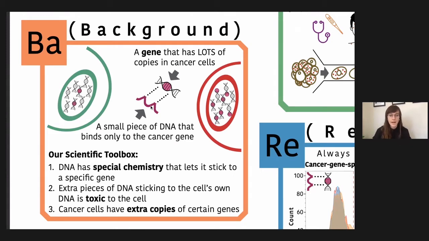Another thing we know is that having extra little pieces of DNA sticking to the cell's own DNA is very toxic to the cell. So what I mean by that is if this pink piece did come into the cell and everywhere you see a pink circle, it stuck there, ultimately that would end up being toxic to the cell. The cell would get sick and eventually it would die. So we're trying to see if we can use that to kill cancer cells and have it be less toxic to cells that don't have a lot of this pink cancer gene.